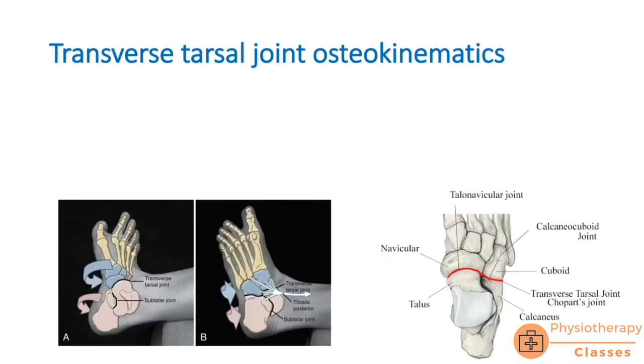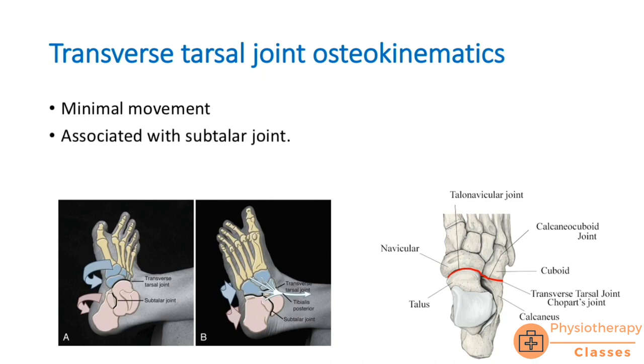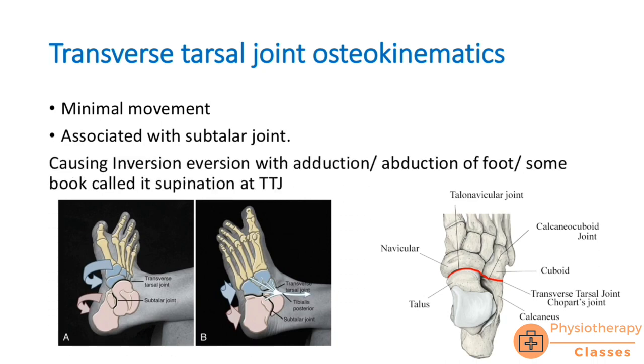Now moving on to transverse tarsal joint, osteokinematics. Here the movement is adduction and abduction, which is very minimal, and it moves along with the subtalar joint inversion and eversion. So this combined movement of inversion and eversion along with adduction and abduction of foot is also called supination and pronation in some other books.